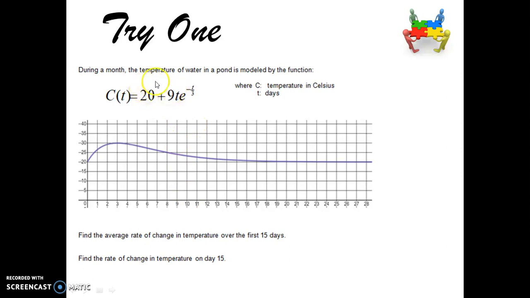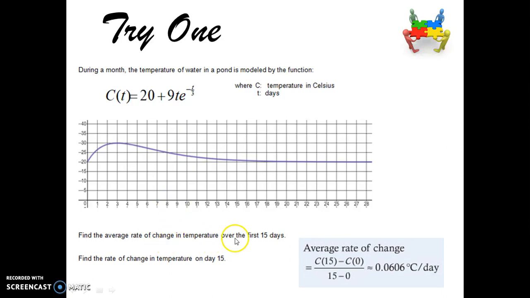Just so you know, this derivative is going to require, right here, this 20 will disappear, right? But this part will require a product rule. It's a function, 9t, multiplied by another function, this one here. That will require product rule. So see if you can remind yourself how to do that. Okay, let's take a look.